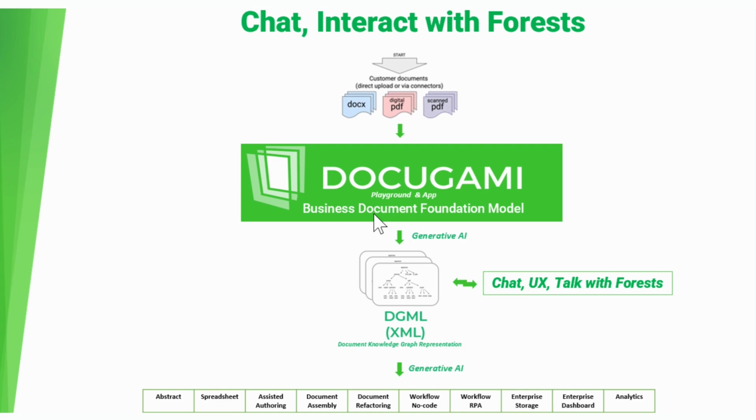And so when you upload your scanned PDF, digital PDFs, your .docx, your .doc business documents, Docugami generates, in a zero-shot, a document knowledge graph representation using the XML semantic model for every document that you uploaded. So a set of trees, a forest. Those forests are then in turn used, using generative techniques, to generate abstracts, spreadsheets, or sent to enterprise storage to start creating a single system of record or power sophisticated workflows.